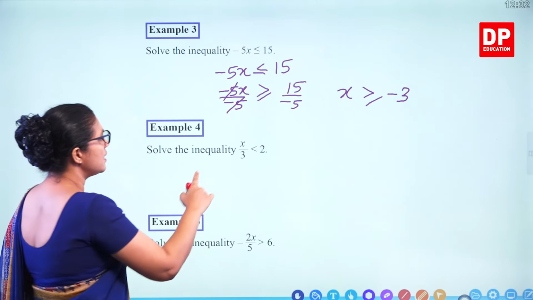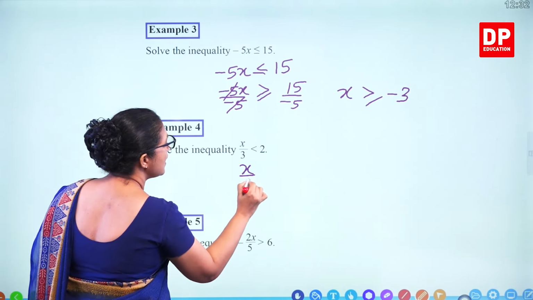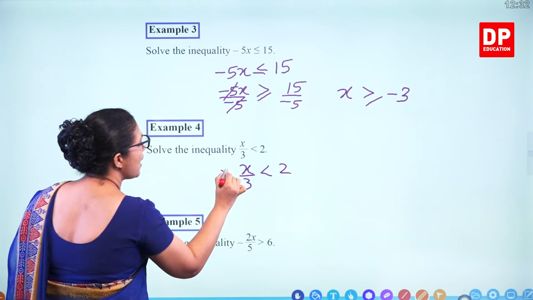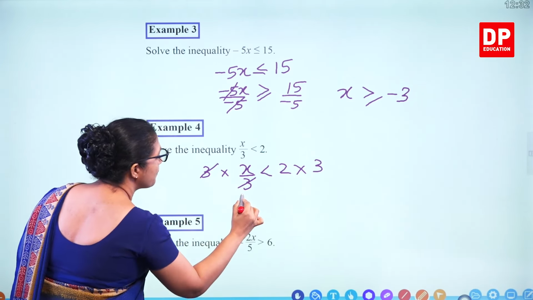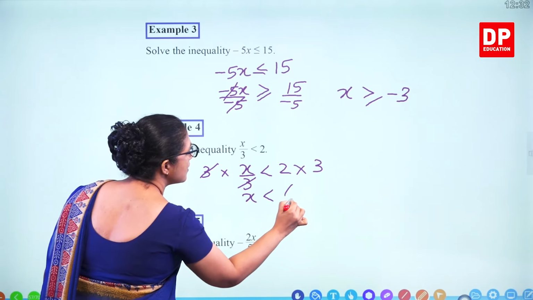Solve the inequality. x over 3 is less than 2. Multiply both sides by 3. The inequality sign is not changing. x is less than 6.